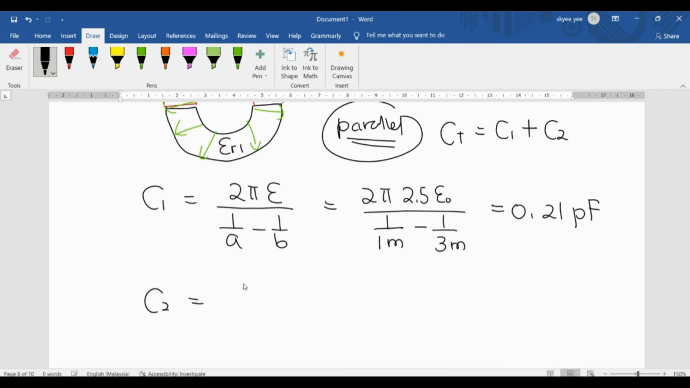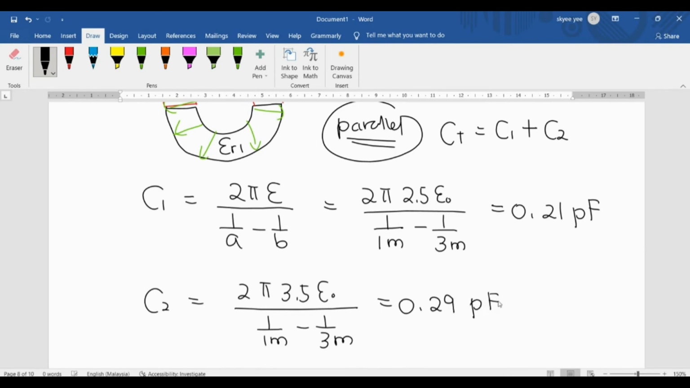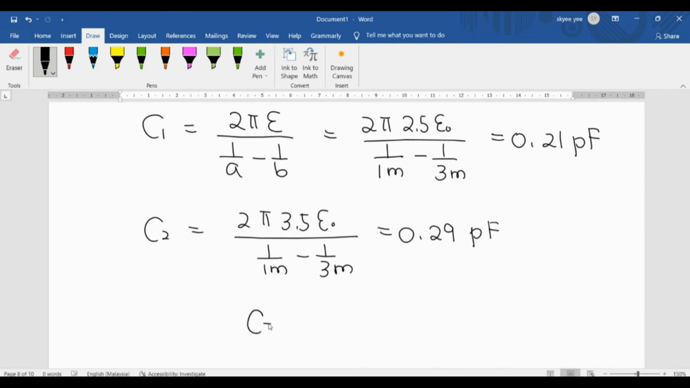If you complete this one, you can go to C2. I'll straight away use 3.5. So this is 0.29 picofarad. So the C total will be 0.21 plus 0.29, so 0.5 picofarad.